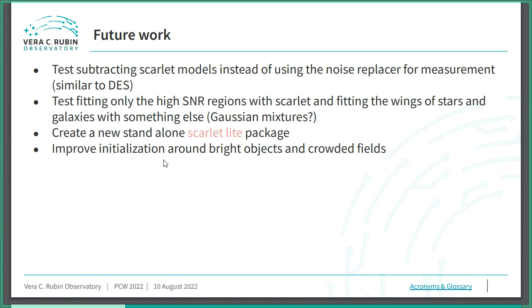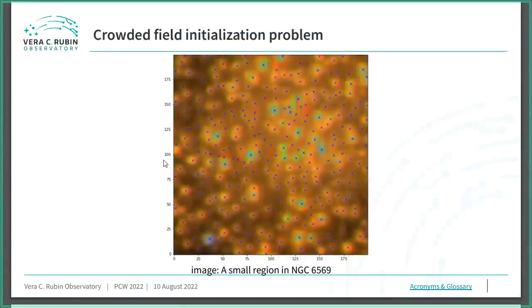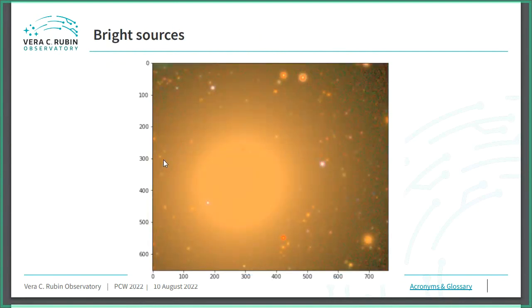We're actually going to make Scarlet its own standalone package. So that way there's going to be much more of a separation between Scarlet and Scarlet Light. And then the other thing is improving initialization around bright objects and crowded fields. And just to give you a quick peek at that, if this is a crowded field, currently all of those objects, if we initialize them, would be the size of the entire blend. And that's just because of the initialization algorithm we're using. And so there's some significant improvements we'll be making in that.